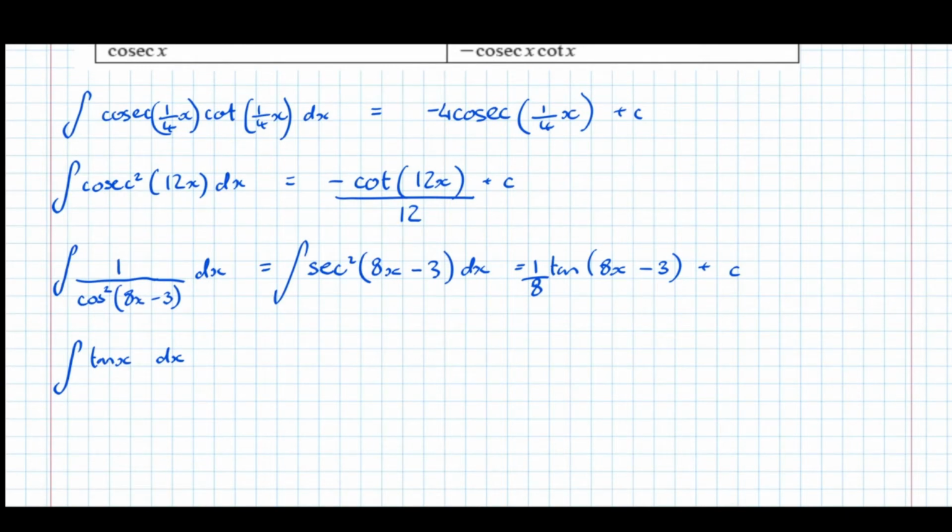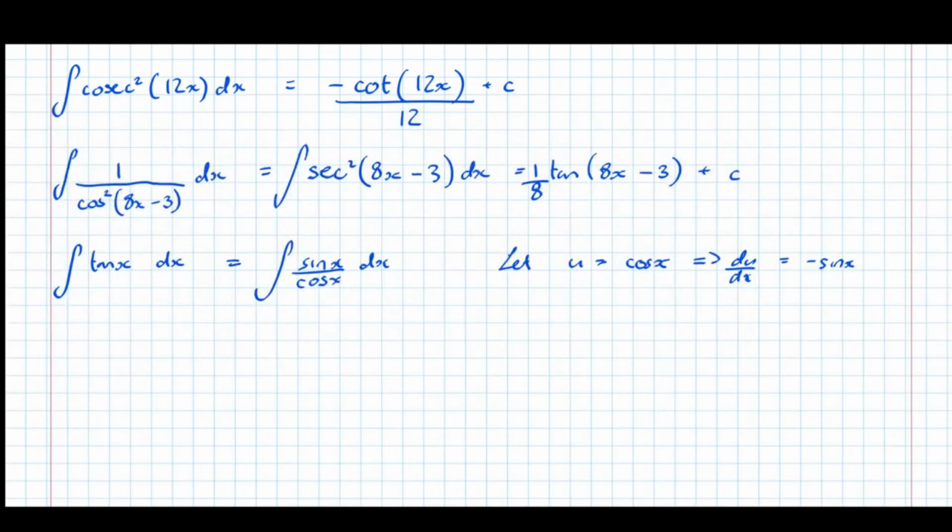The integral of tan x dx. So let's write that as the integral of sin x over cos x dx. And what we're going to do is this by means of a substitution. So we're going to let u equal the denominator cos x, which means that du by dx equals minus sin x. And that in turn means that dx equals minus 1 over sin x du. So we're ready to integrate now.